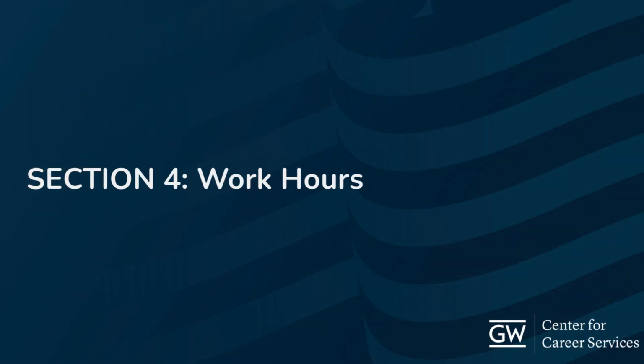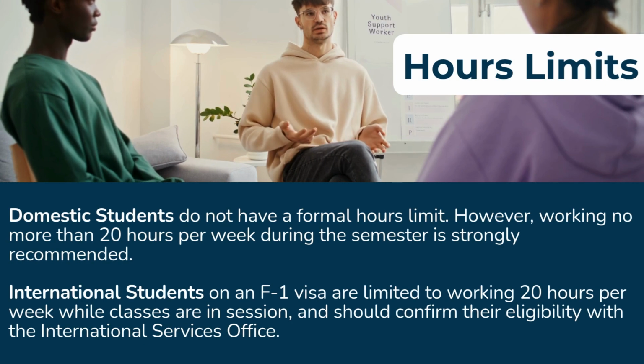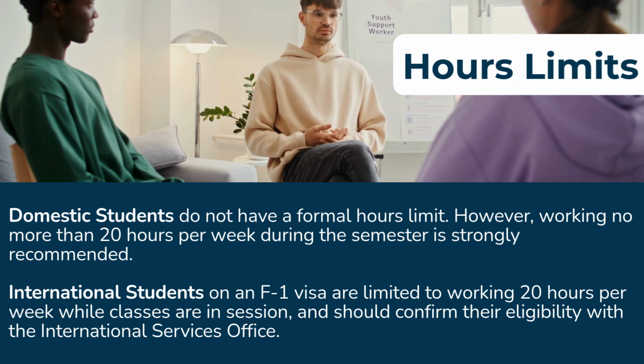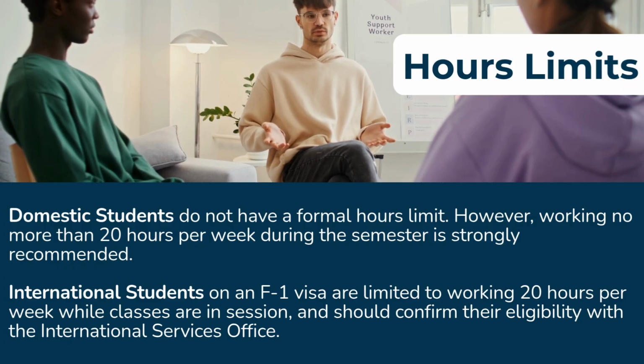Section 4. Work hours and time reporting. At GW, student employment policies are designed to support academic success while ensuring compliance with federal and university regulations. Domestic student employees do not have a formal hours limit. However, working no more than 20 hours per week during the semester is strongly recommended. International students on an F1 visa are limited to working 20 hours per week while classes are in session and should confirm their eligibility with the International Services Office.